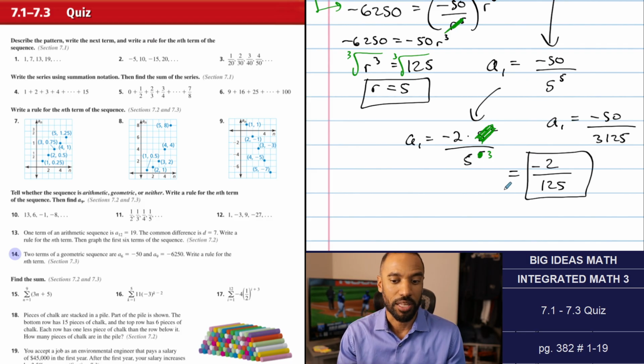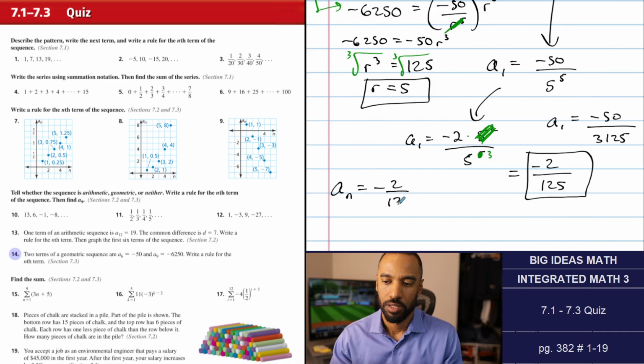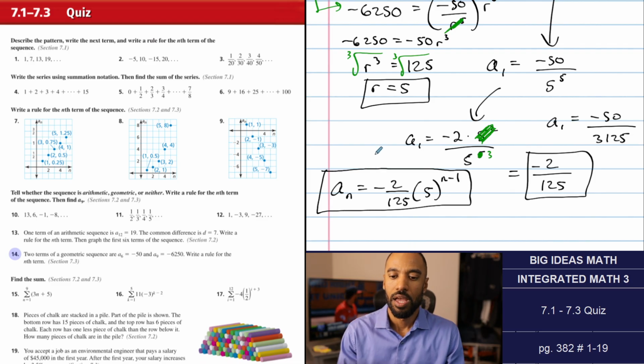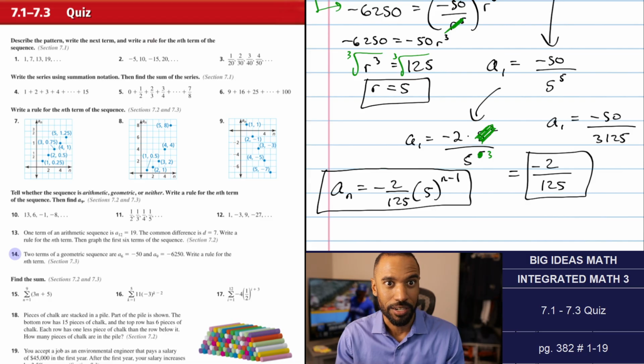Now, I still didn't write the formula, but that's negative 2 over 125. So the rule is a sub n is, here's the first term, here's the common ratio, and raise to the n minus 1 power. That's how geometric sequences roll. Do we have to graph this? No, just write the rule. Okay, I'm really glad. Okay, so that is number 14.